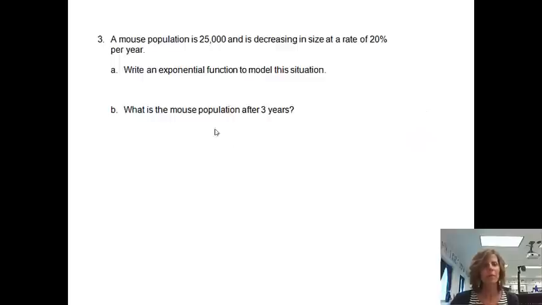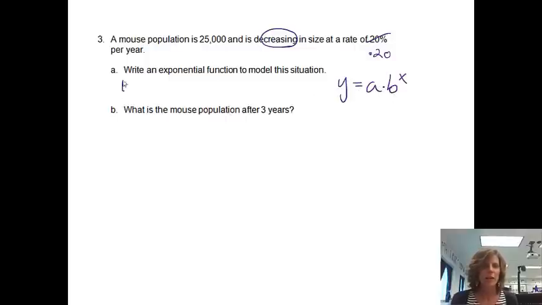All right, problem number 3. A mouse population is 25,000, and this time is decreasing in size, fortunately, at a rate of 20% per year. So we're decreasing the size this time, so I need my answer to be less than 1 instead of greater than 1. So first of all, 20% as a decimal is going to be 0.20, and we're still going to start out with y equals a times b to the x.